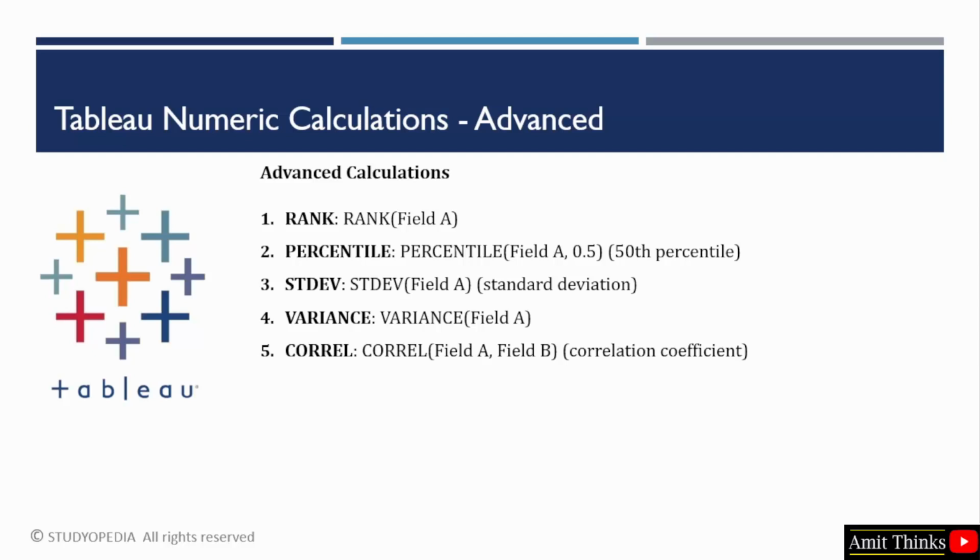Then comes your advanced calculation. You can get the percentiles, the standard deviation, variance, and the correlation coefficient with these calculations. The rank of a field in Tableau means to assign a rank for each value within a particular field based on the ordering of values in that field.